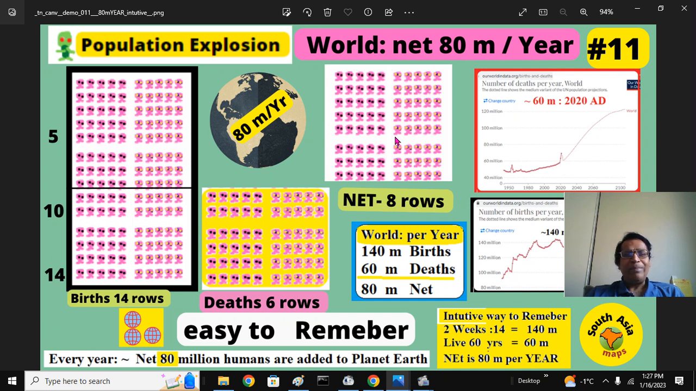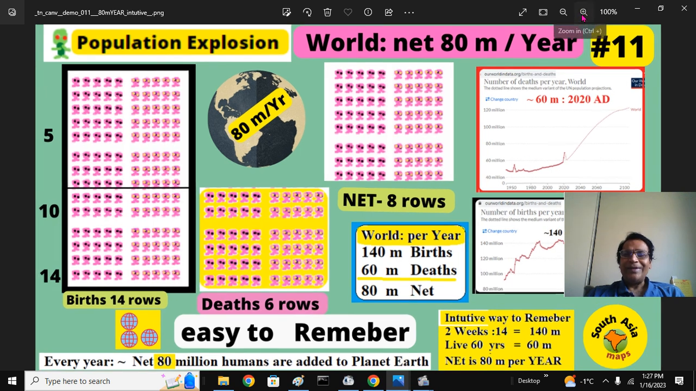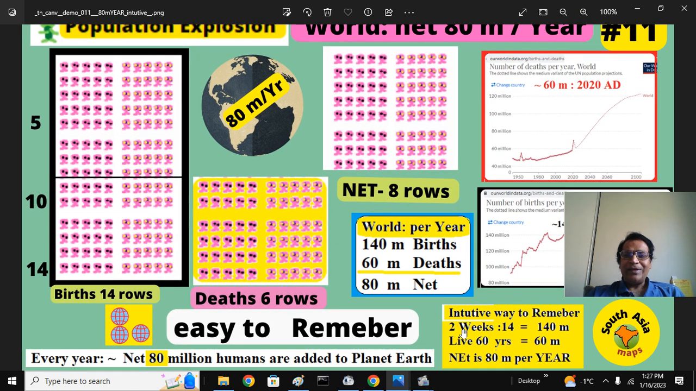8 rows means 80 million people are added to the planet Earth after the deaths. So that's what we have seen here. An intuitive way to remember is two weeks as 14 days, 140 million. And the other way is that humans used to live for 60 years. That means 60, and the remainder is 80. Now they live a little more than 60, but that is an approximation.